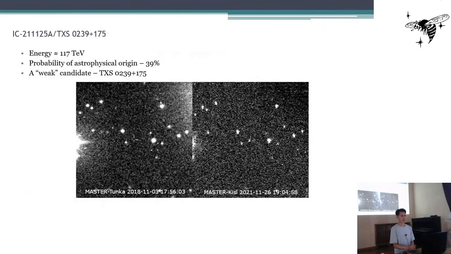The third candidate, TXS 0239+175 and IceCube 291125A. Energy of the event approximately 100 TeV, probability of astrophysical origin 39%, and the candidate is weak. The left frame was made 3 years before the event, the right one 1 day after the event. Once again, a flare.